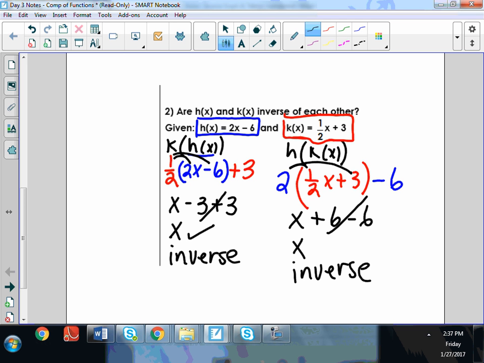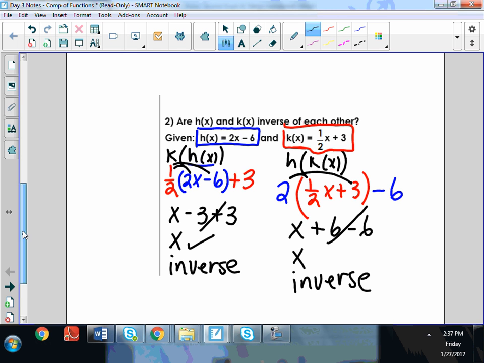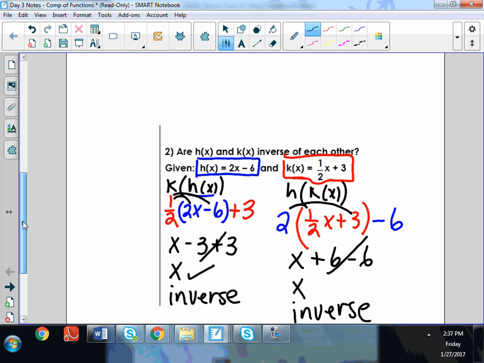Okay, when you find k of h of x and its inverse, on your homework, you're also going to have to show h of k of x, but you have to do them both. But you should get inverse for either both of them or not inverse for both of them. It's not possible that you could get inverse for one and not inverse for the other one. Okay, but this is a good way to check it. Anybody still writing?